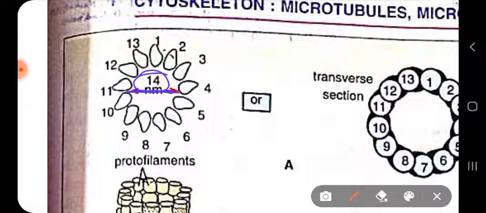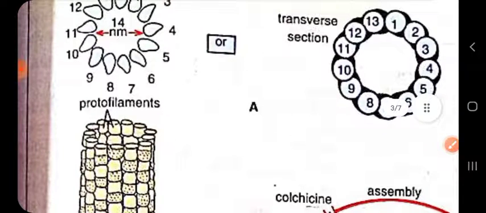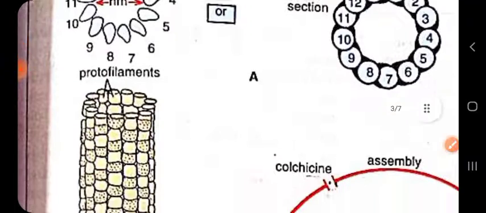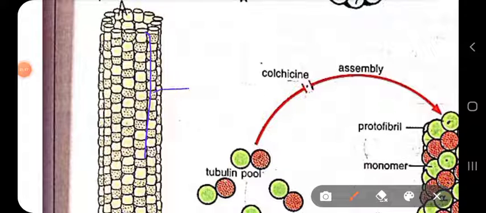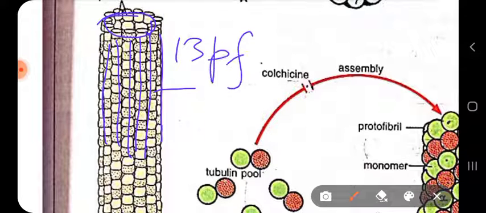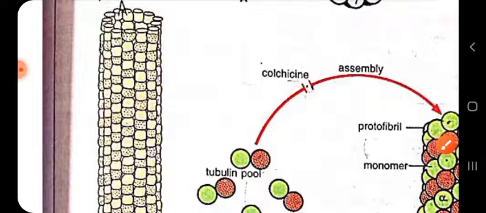Okay, now let us see the chemical composition of the microtubule. Now each of these is a protofilament, right? Like this one is one protofilament, this one is the next protofilament, this one is the third. In this way 13 protofilaments make one microtubule, and each of these protofilaments is made up of what? Tubulin.